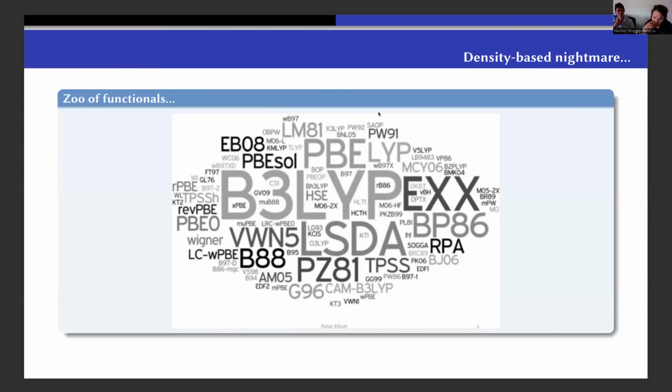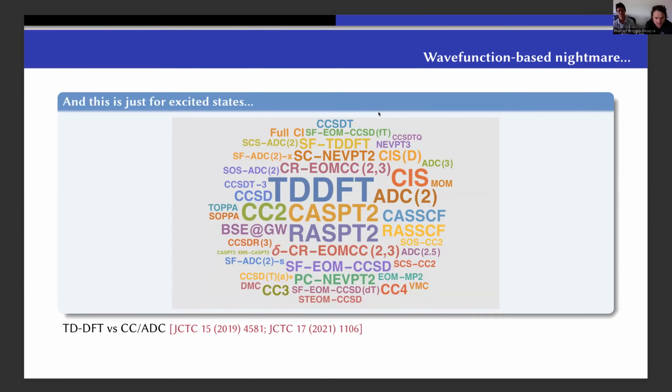Just as an introduction, you probably all know that picture from Peter Elliott. That's this very famous zoo of functionals that comes from DFT. DFT is nice and you can get some very good numbers sometimes, but the main problem is that you have to choose the good functional, and sometimes it can be very tricky because the accuracy of your results can vary a lot depending on your choice.